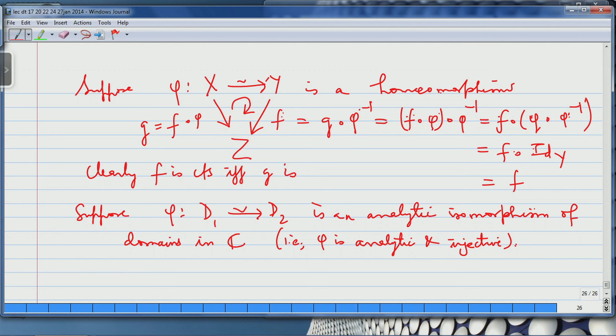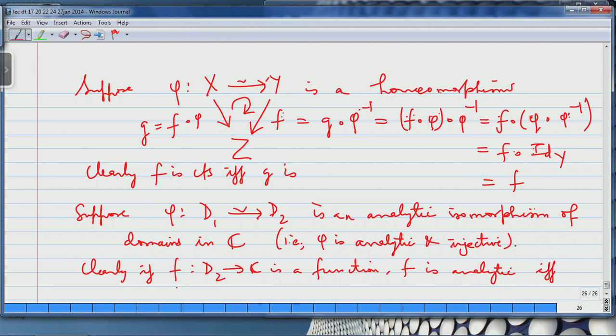Now I can say the same thing. If f is a complex valued function on D2, then f is holomorphic or analytic if and only if f circle phi is holomorphic or analytic. Okay, the same argument applies. So clearly, if f from D2 to C is a function, f is analytic if and only if g equal to f circle phi is analytic. Okay, so the philosophy is the same.